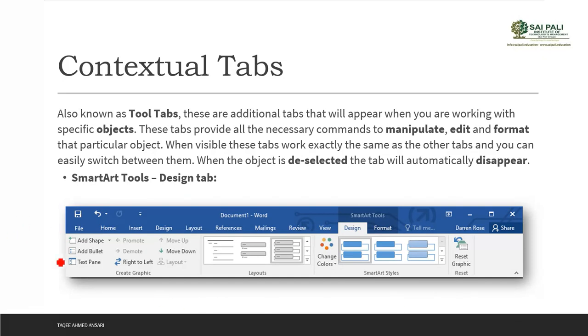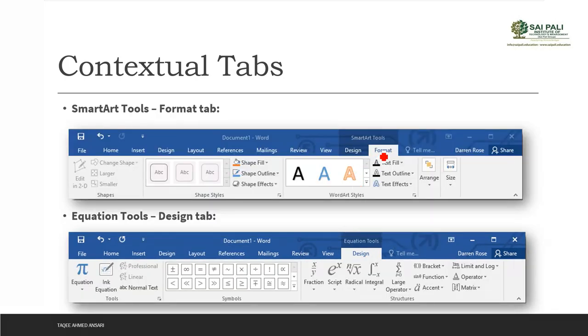So first, let's say SmartArt. If you add any SmartArt in your document, the SmartArt tool tab comes. It is also called tool tabs. It says SmartArt Tools, and it will show you the Design tab. So here you can see when you add any SmartArt, you will see two tabs: the Design tab and also this Format tab.